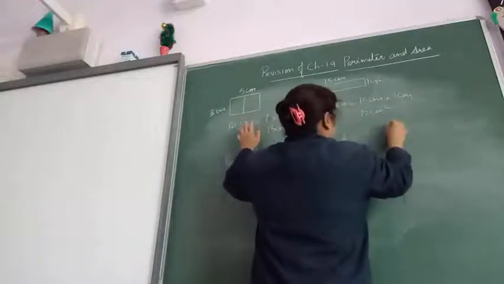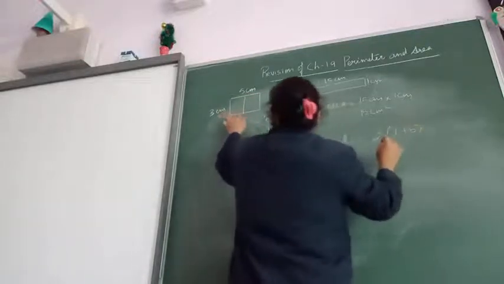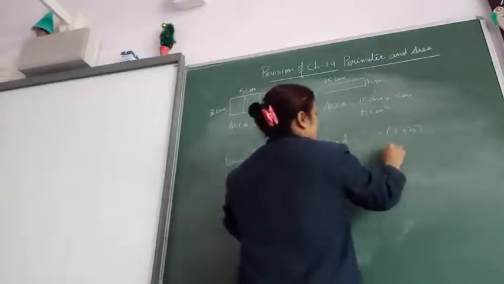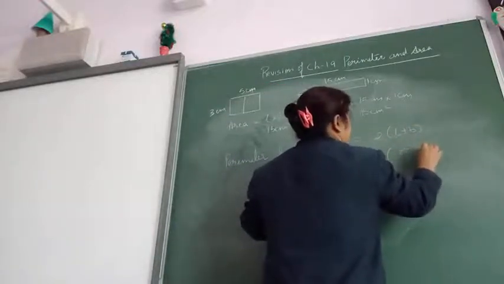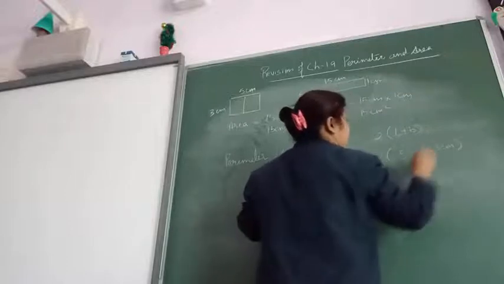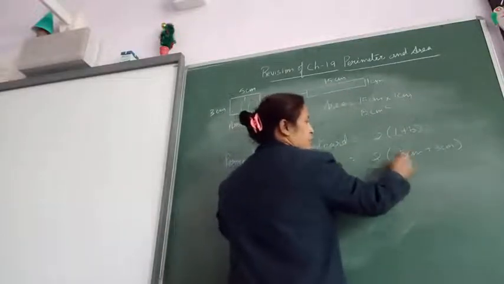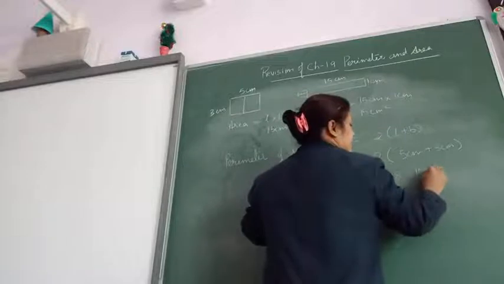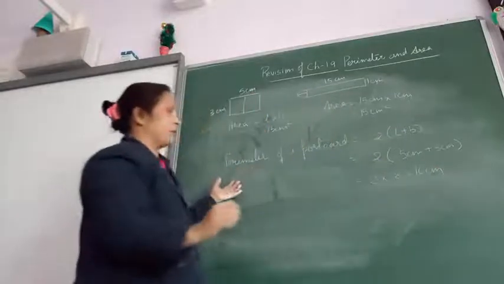So that is 2 times length plus breadth. Now here length is given to you 5 centimeter and breadth is given to you 3 centimeter. So 2 into 5 plus 3 is 8, that is 16 centimeter. Okay. Now this is the perimeter of this postcard.